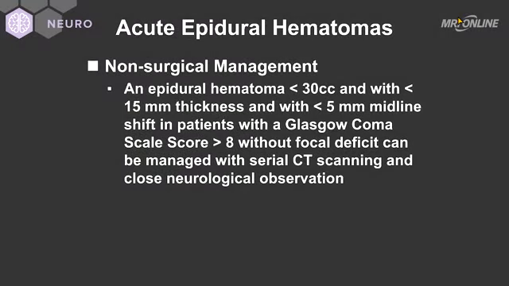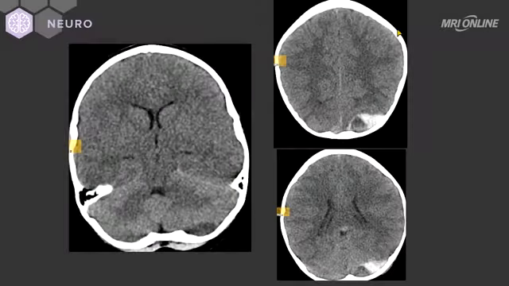Non-surgical management would be epidural hematomas who have a volume of less than 30 cc's or less than 15 millimeters thick and with less than 5 millimeters of midline shift and are stable clinically. This is another example of a patient who has an epidural hematoma demonstrated as a biconvex collection, in this case a mixed collection, in the posterior fossa.